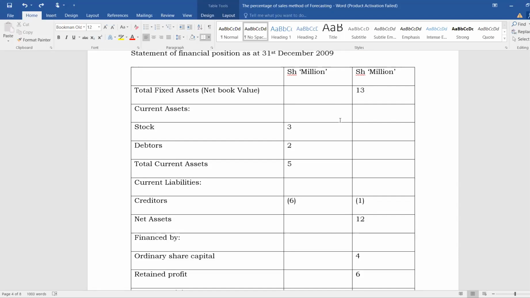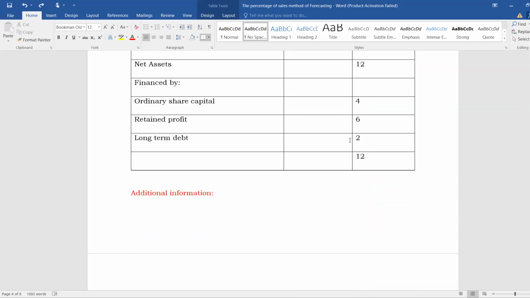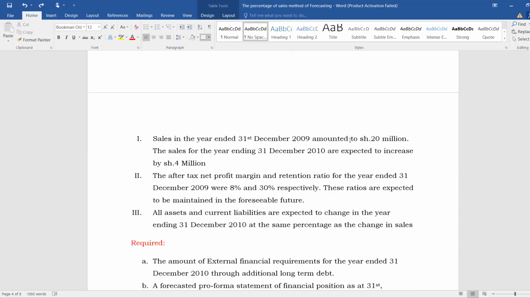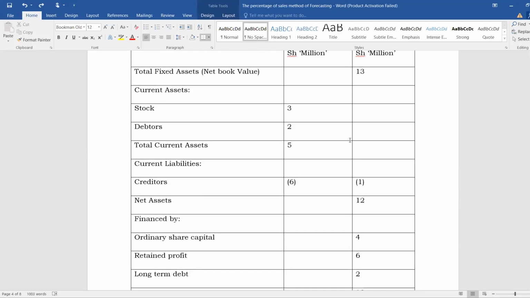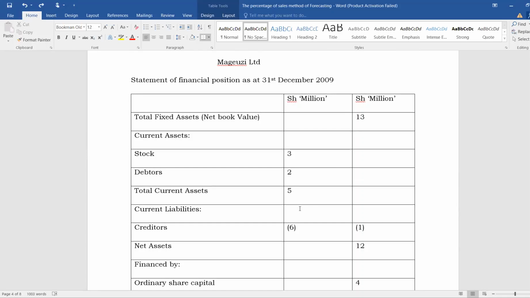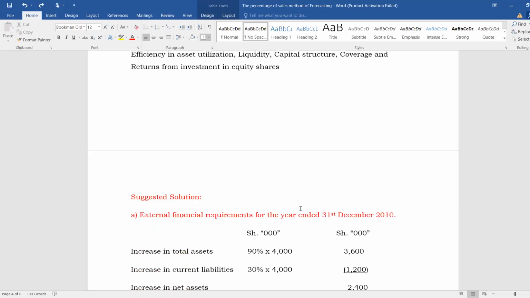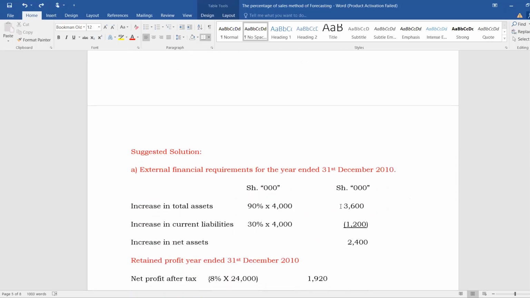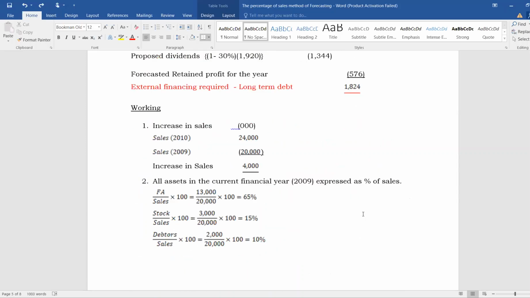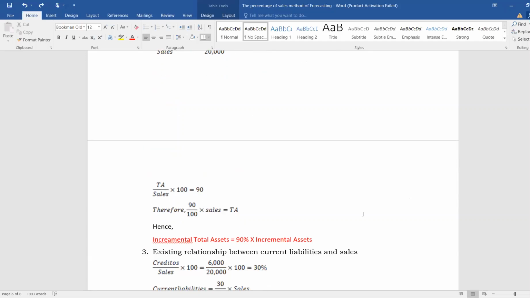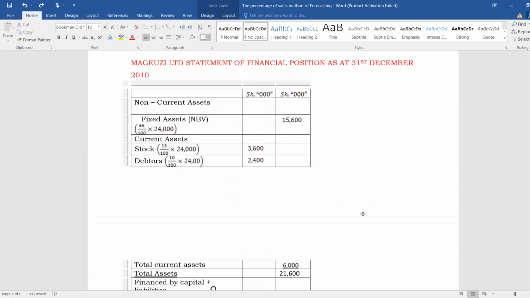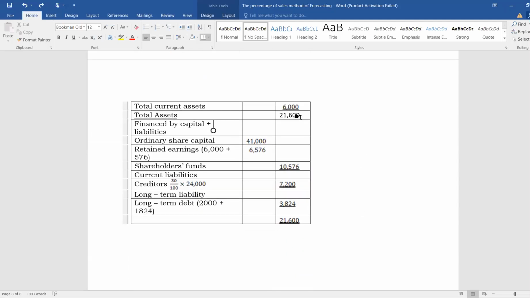Hiyo ni 13 plus 18, eh? Yes. Current assets 5 million plus 13, hiyo ni 18, eh? 18 ukiongeza the increase in assets. I mean, total assets, the current year is 18 million plus the increase. Increase ni 3.6. 18 million plus 3.6 is 21.6. So you expect those are the total assets, 21.6. So are we together? Yes. Are we right now? Looks like we are on the right track. Exactly.